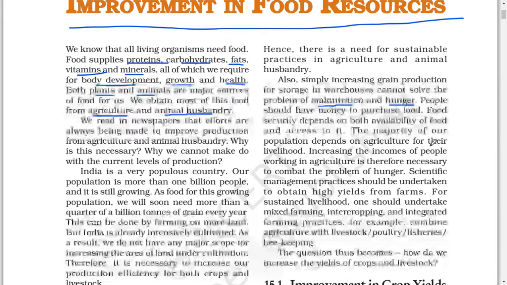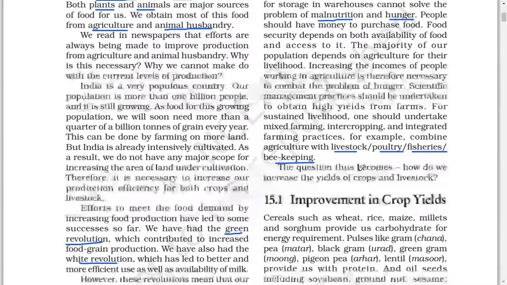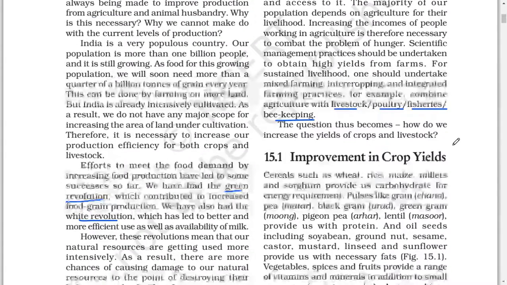The majority of our population depends on agriculture for their livelihood. Increasing the income of people working in agriculture is therefore necessary to combat the problem of hunger. Scientific management practices should be undertaken to obtain high yields from farms for sustained livelihood. One should undertake mixed farming, intercropping, and integrated farming practice. For example, combine agriculture with livestock, poultry, fisheries, and beekeeping. The question thus becomes: how do we increase the yields of crops and livestock?